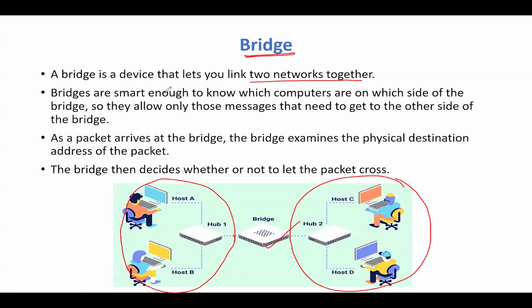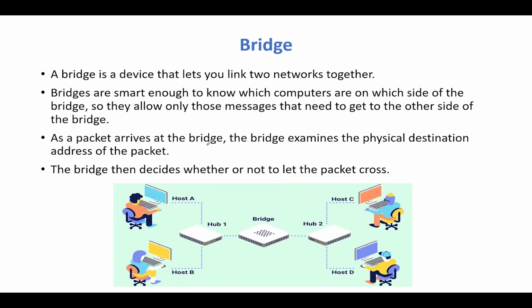Bridges are smart enough to know which computers are on which side of the bridge, so they allow only those messages that need to get to the other side. Suppose there is another network connected over here and a host is sending data. The bridge should understand whether it is supposed to send it here or here. It is built in such a way that it understands to which network it is supposed to send that particular data.